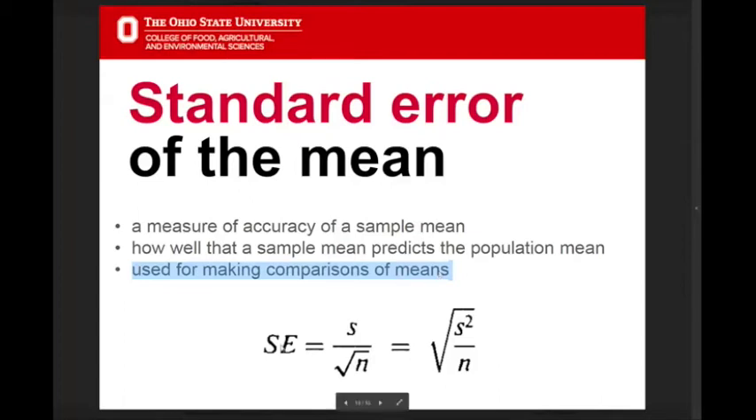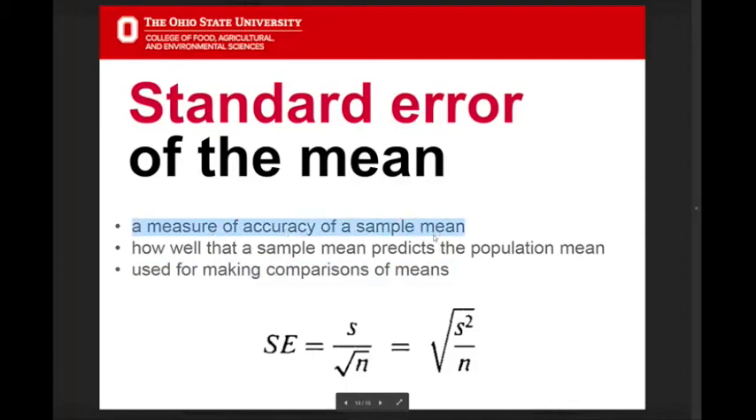The standard error is calculated as the standard deviation divided by the square root of the number of samples that went into that sample from that population. It can also be calculated as the variance divided by the number, and that term all square rooted. These two calculations give the same result. So the standard error is a measure of the accuracy.